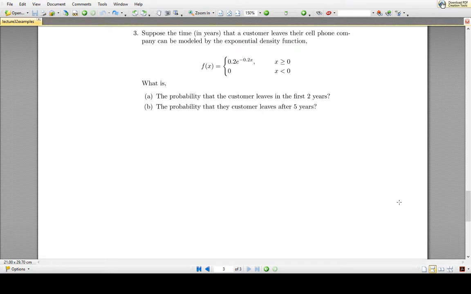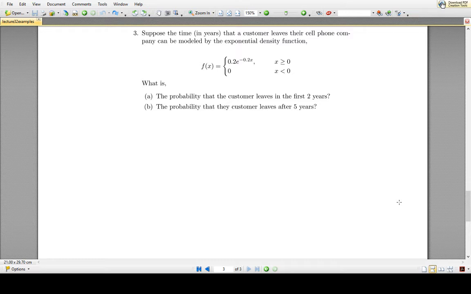Okay, so let's look at this question where we assume that the probability of a customer leaving their cell phone company can be modeled by an exponential probability density function. Given here, f of x is equal to 0.2 e to the negative 0.2x, where x is greater than or equal to 0, and 0 if x is smaller than 0.